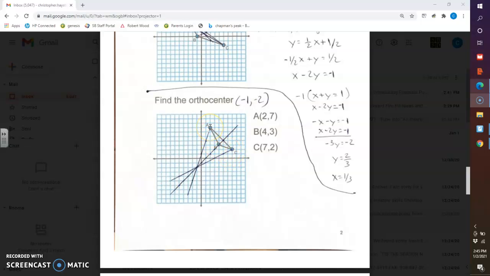So this slope from A has to be a positive 3 over 1. Down 3, left 1, down 3, left 1, down 3, left 1. And then from AC, we're looking at 1, 2, 3, 4, 5. A slope of -1. So the slope from B is going to be +1. Up 1 over 1, and then down 1, left 1, down 1, left 1. And we draw the line. All three altitudes meet at the orthocenter, which is (-1, -2).